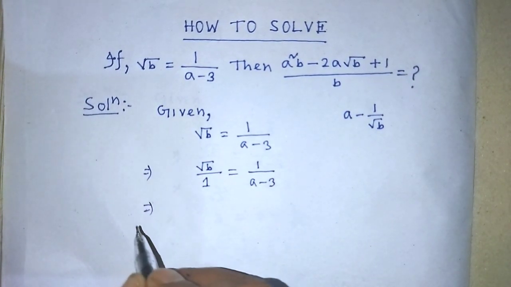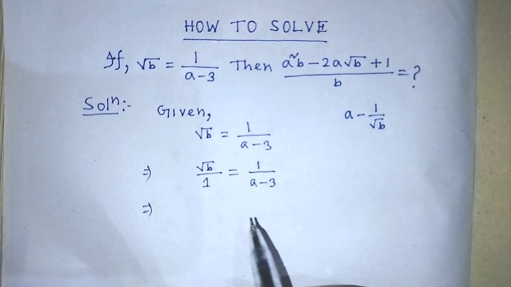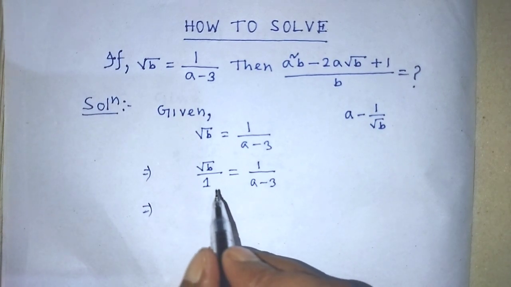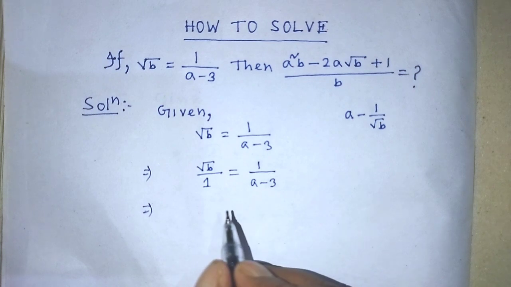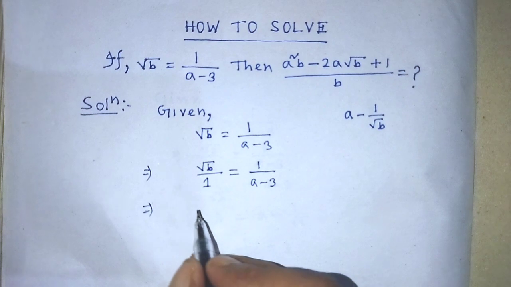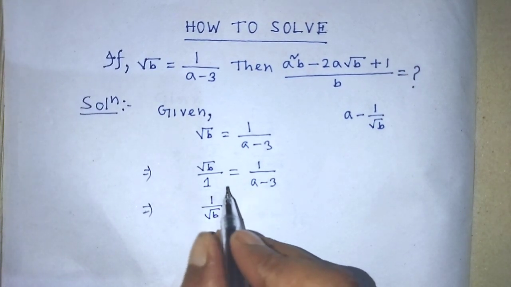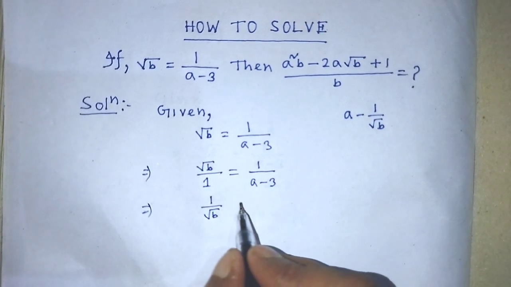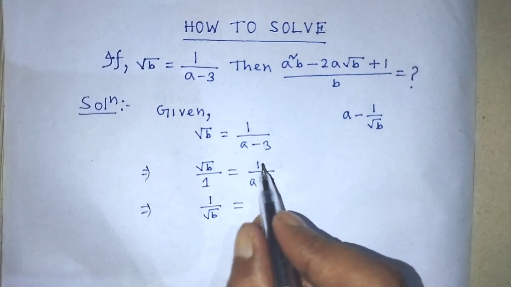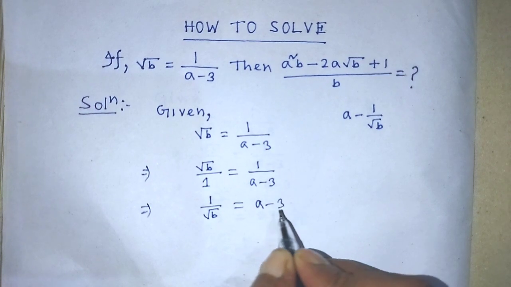So student, to find the value of this algebraic expression from this equation, we have to write the reciprocal of the left hand side and right hand side of this equation. On the left hand side we write the reciprocal of root b over 1, so we can write 1 over root b. This is the reciprocal of this fraction. Is equal to, on the right hand side, the reciprocal of 1 over (a minus 3), so we have to write a minus 3.